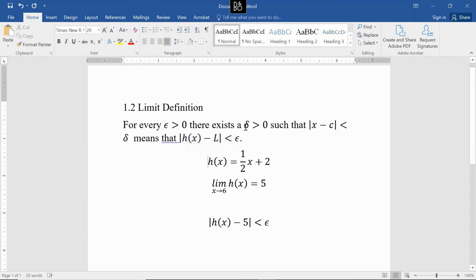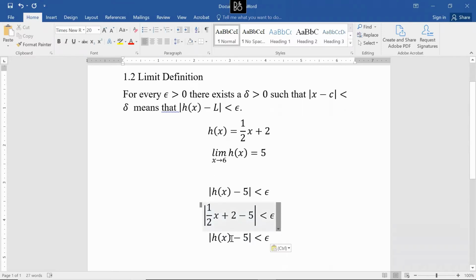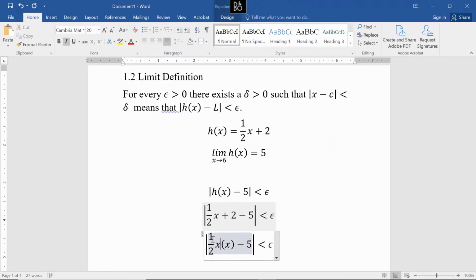So here's our h of x, 1/2 x plus 2. Our limit, we need that thing to go to 5. So we say we want the difference between h of x and 5 to be less than epsilon. Replacing h of x with the output of 1/2 x plus 2 forces me to have 1/2 x minus 3 be less than epsilon.